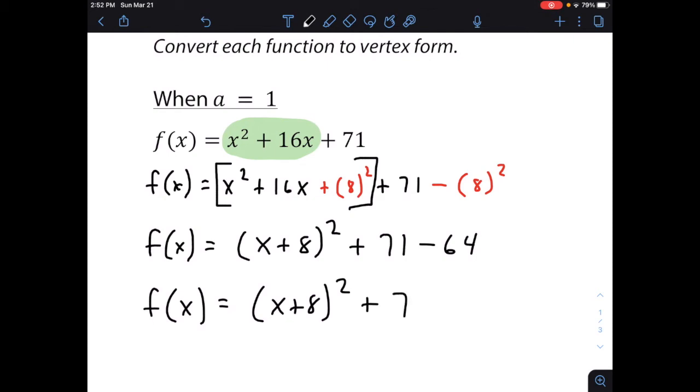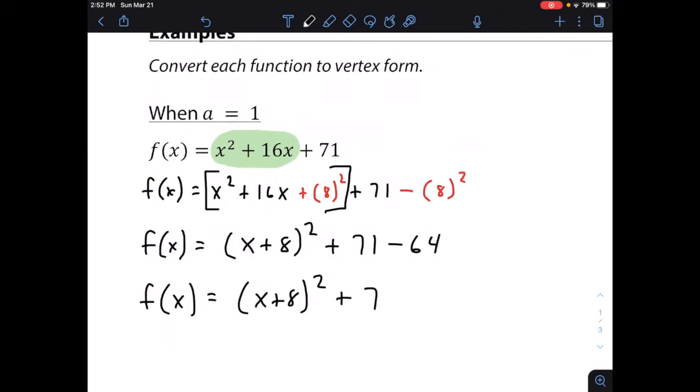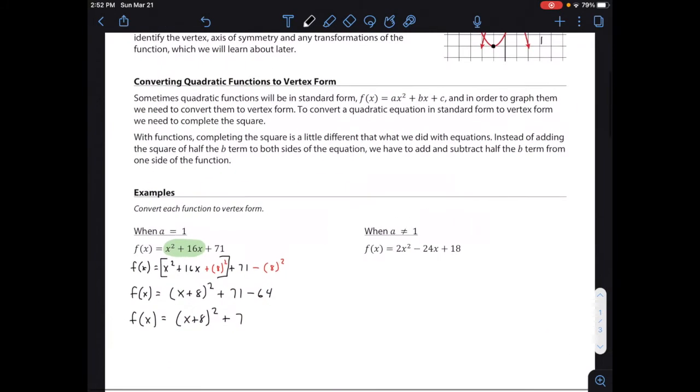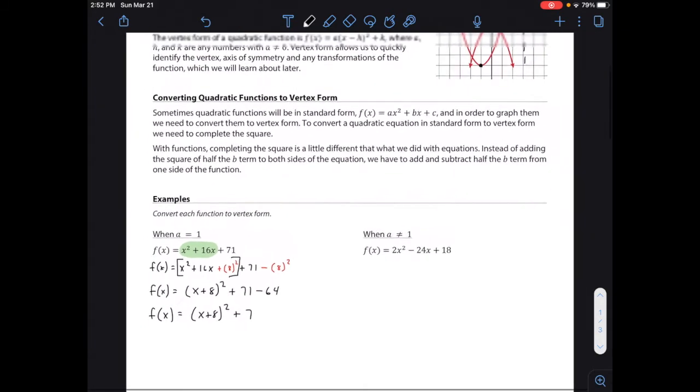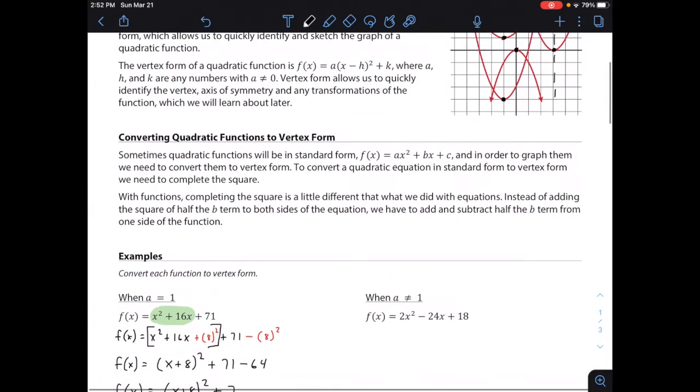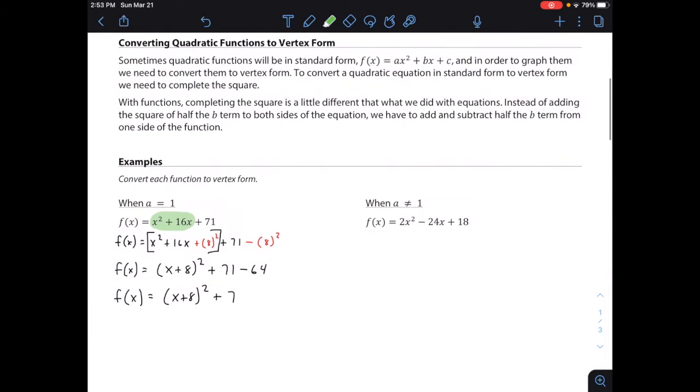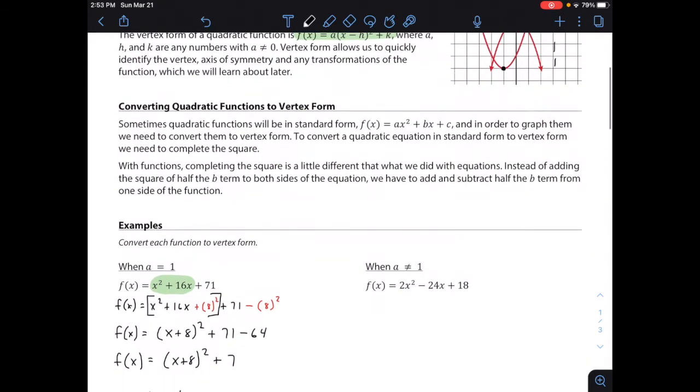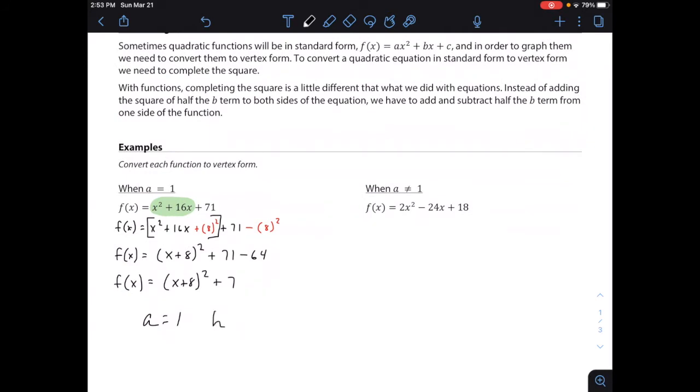And there we go. We have vertex form, because with vertex form, if you look up above, vertex form is right here. f of x equals a times x minus h squared plus k. All right, so those are just letters that mean numbers, right? So in this case, our a is 1 because there is no number in front of the parentheses, right? Our h, our h is actually -8.